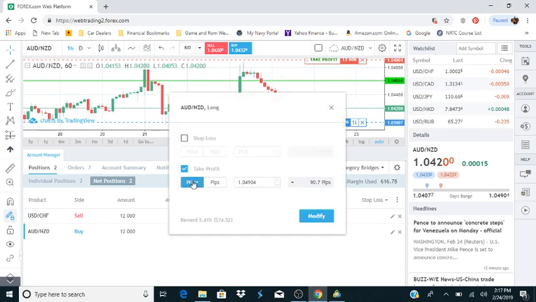I could change my take profit to 6,904, and you see that my reward is $238.83. That's 290.7 pips. How long would it take for that to take place?